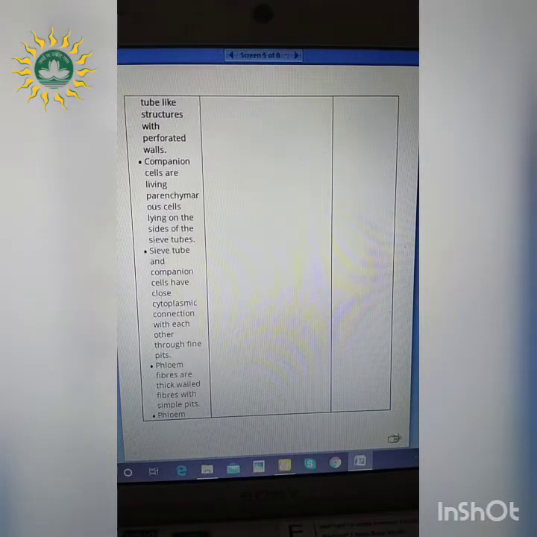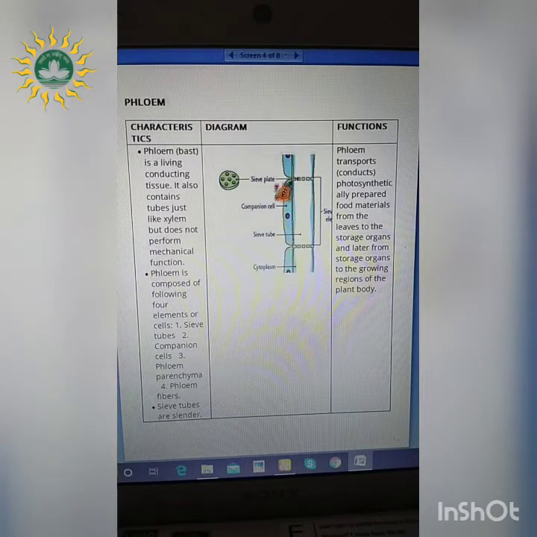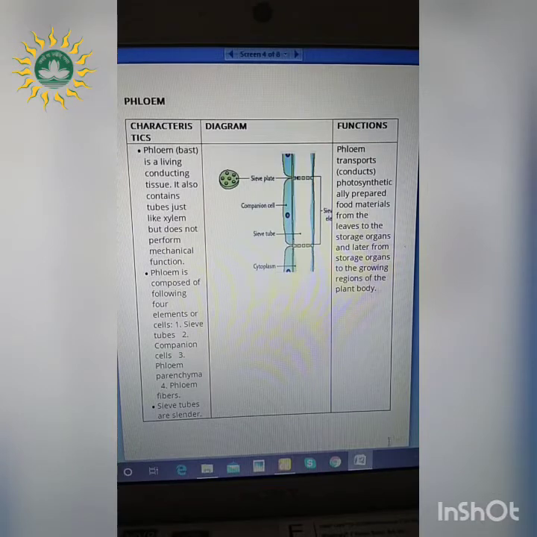The companion cells are the living parenchymatous cells lying on the sides of the sieve tubes. So coming to the companion cells, the sidewise cells which are present in reference to the sieve tubes, these are the companion cells. You know the meaning of companion? Companion means friend. So this companion cell is helping this sieve tube to perform its activity.